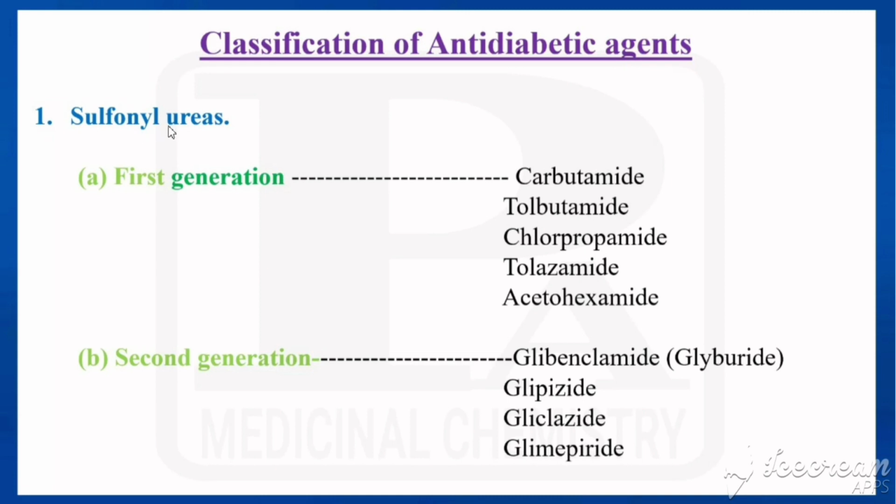First one is called sulphonyl ureas. This would be again classified into 2 more types. One is first generation, another one is called second generation. The examples for first generation sulphonyl ureas are carbutamide, tolbutamide, chlorpropamide, tolazamide, acetohexamide. Under second generation sulphonyl ureas, glibenclamide, otherwise glyburide, glipizide, glyclazide, glimepiride are coming.